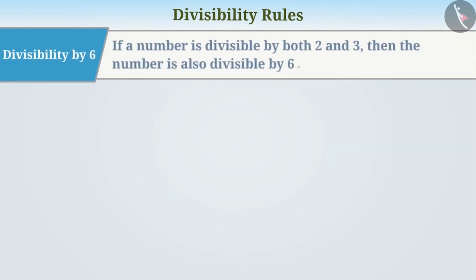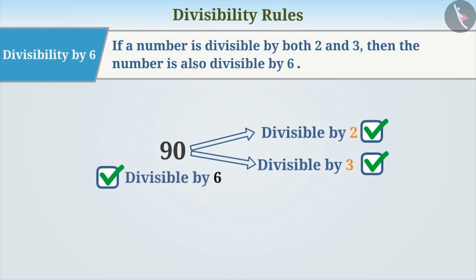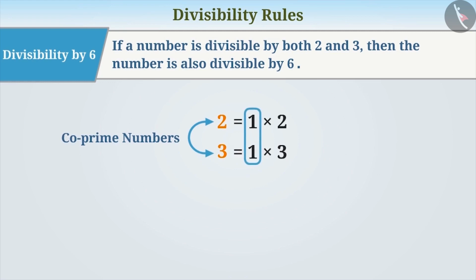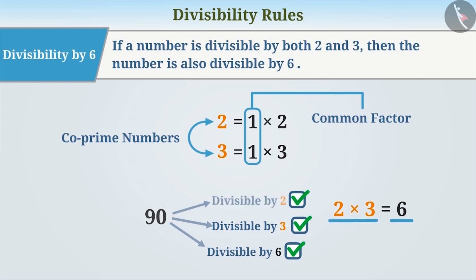Divisibility by 6. If a number is divisible by both 2 and 3, then the number is also divisible by 6. Let's find out why this rule works. Here, 2 and 3 are co-prime numbers. That means, other than 1, there is no common factor for 2 and 3. If two co-prime numbers completely divide a number, then the product of those two co-prime numbers also divides that number completely. We can simply say that to check the divisibility by a number, we can check the divisibility by its co-prime factors.